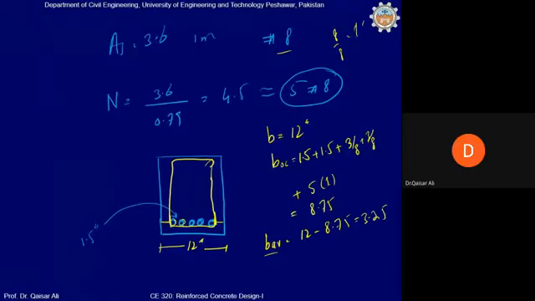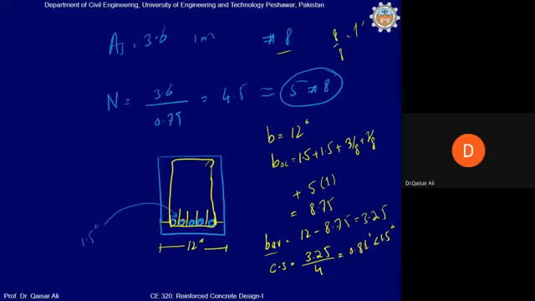Now number of spaces between the bars, 1, 2, 3, 4. There are 4 spaces because there are 5 bars. So clear spacing between 2 bars will be equal to 3.25, that is total available space divided by number of spaces between the bars, which is 4. So how much is coming? 0.81 inches, which is less than 1.5 inches. So we cannot provide all these bars in the same layer.